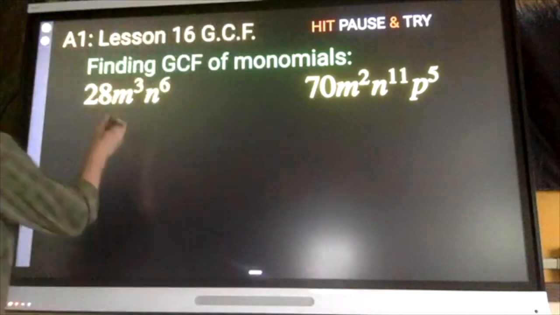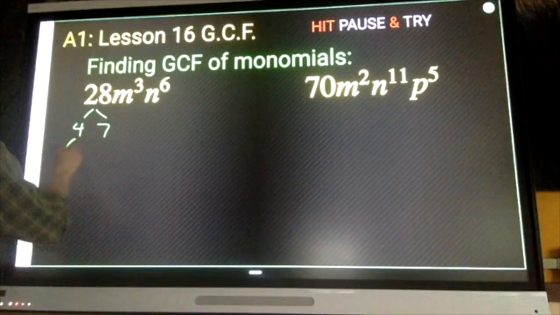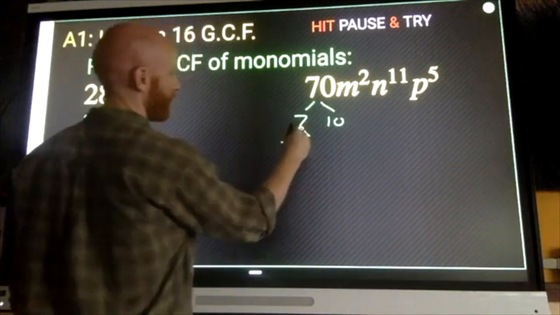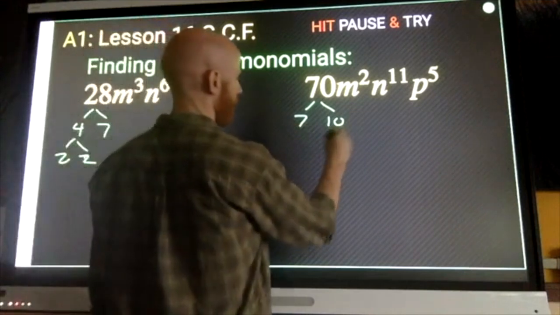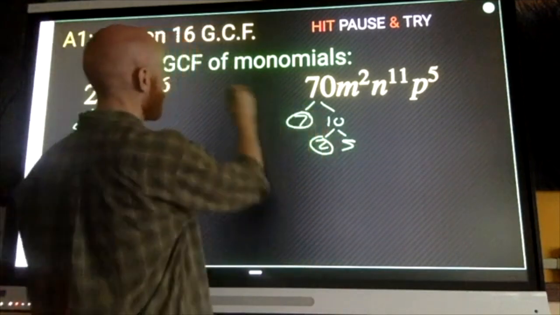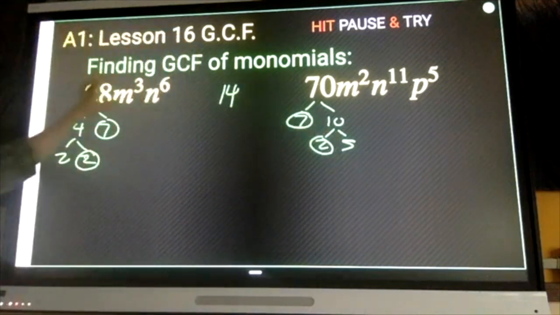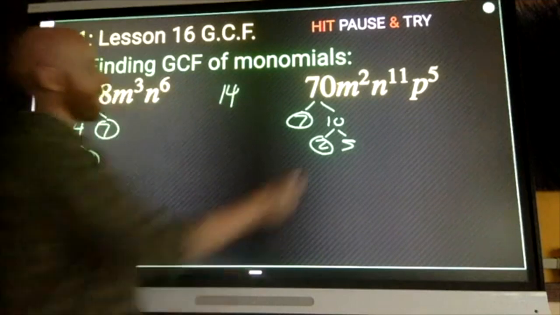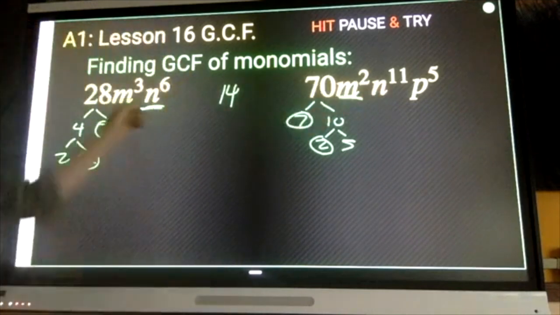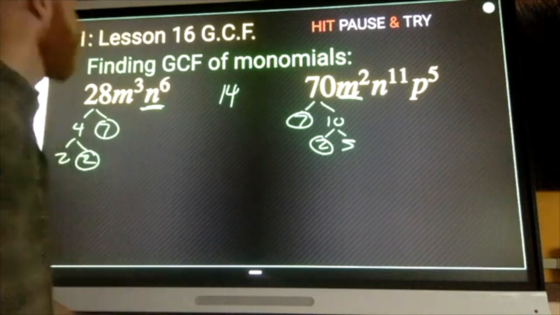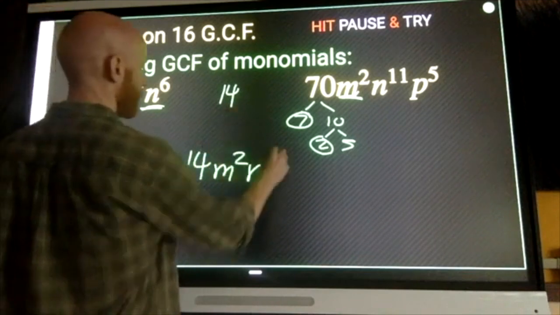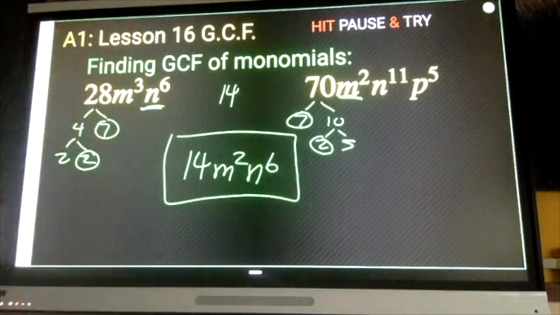All right, here we go. Method number one, 4 times 7, 2 times 2, 7 times 10, 2 times, ooh, my fault, 2 times 5. They share a 2 and a 7. So 14 is the greatest thing that divides into 28 and 70. M squared, N to the sixth, P to the zero power is smaller than P to the fifth power. All right, so we got 14, M squared, N to the sixth. That's it, that's the GCF, greatest common factor.